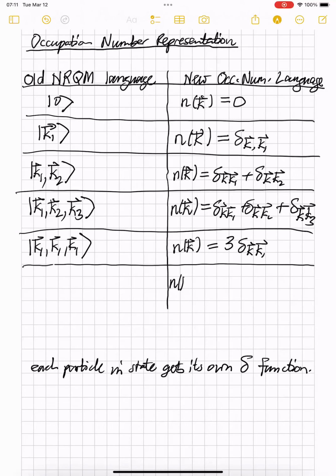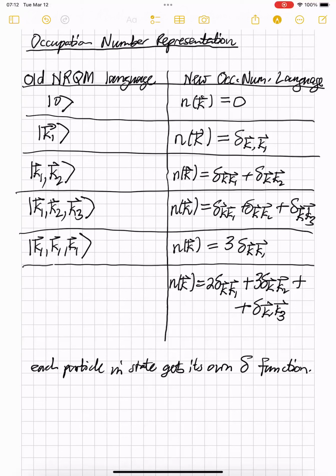Okay, I'm going to write down an occupation number state. So here it is. I'm going to say I've got 2 delta k, k1, plus I've got 3 delta k, k2, plus I've got delta k, k3. Why don't you have an attempt at writing down what is the ket in Fock space that corresponds to this occupation number function? Pause the video, write it down, and then unpause the video. Okay, you got an answer?